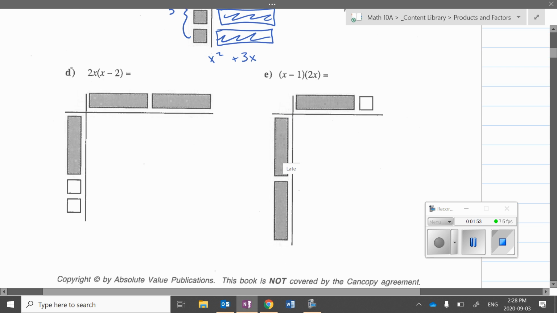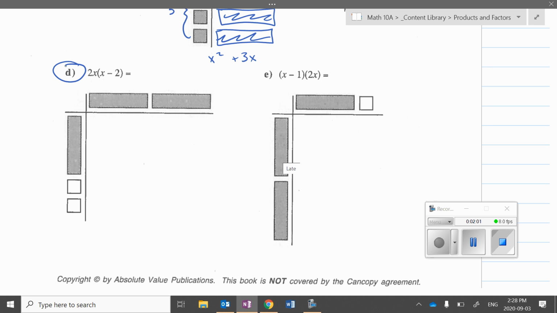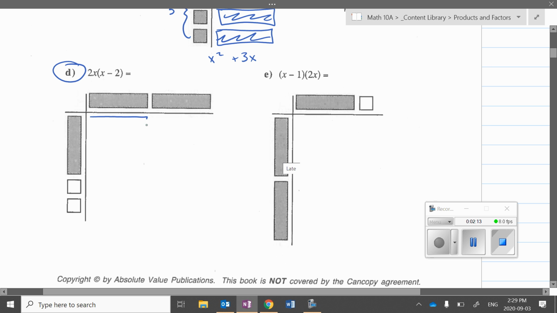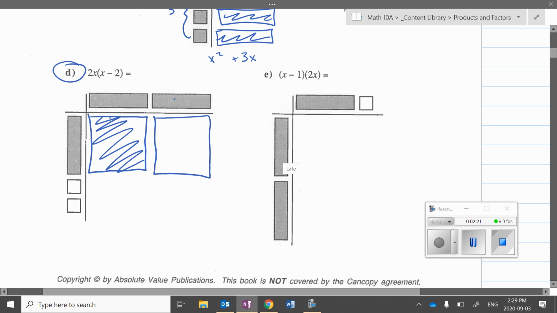Let's do D. There's positives and negatives here, so it's good for us to catch that to make sure we're remembering. Positives and negatives in this unit is going to be your biggest place of error, unfortunately. It just gets to be a lot to keep track of, and you're likely to make a mistake with positives and negatives. X times X gives us an X squared. So I'm going to draw a big square. X times an X gives us another X squared. Those were both shaded, so it's going to stay shaded.